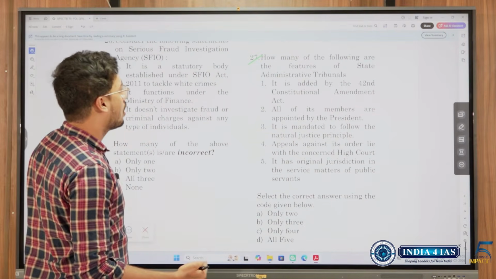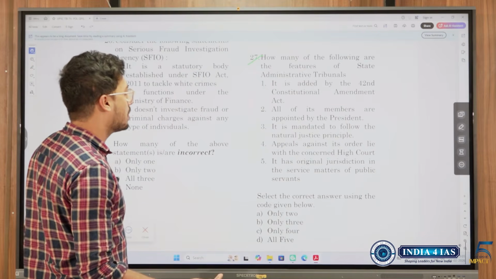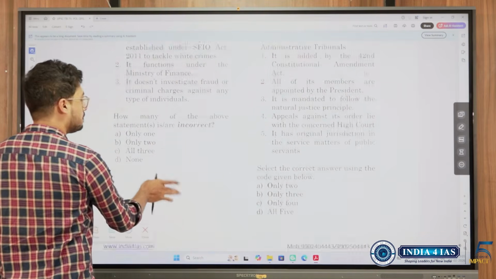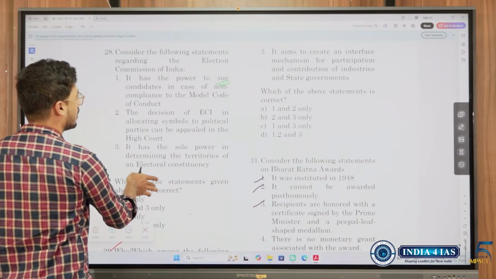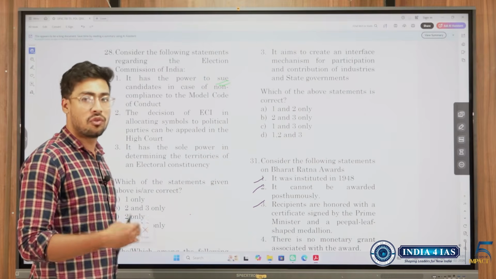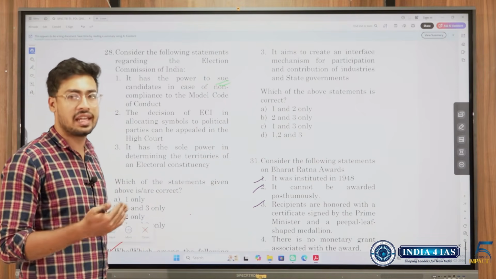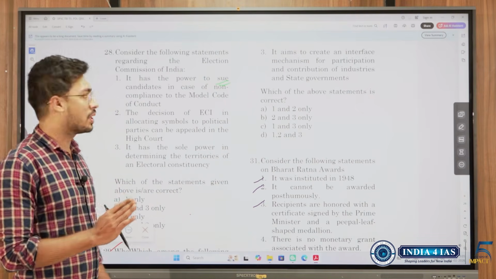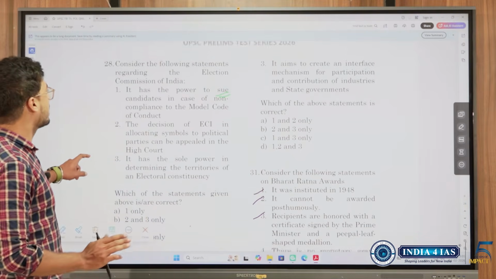See, how many of the following are features of state administrative tribunal? Simple question, I'll leave it to you. See, administrative tribunal, central administrative tribunal, state administrative tribunal, 42nd amendment, Article 323A, 323B, you have to read all these yourself. It is very clearly mentioned in Lakshmikant.